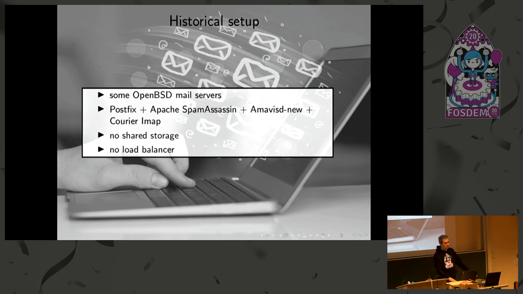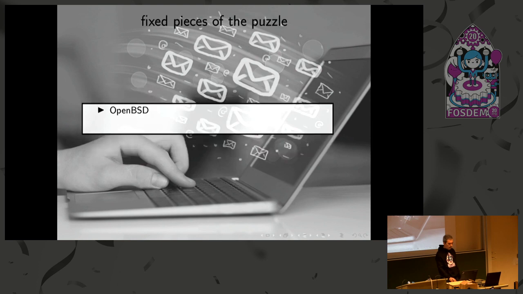There were absolutely no load balancers, no shared storage, just bare metal. It was more than 10 years ago. Some fixed pieces we do not want to move away from are OpenBSD, because we think it's rock stable, and being one of the developers is something I'm very familiar with. Another thing I'm not going to move from is Apache SpamAssassin, because I want one of the developers there as well, so I do not have any reason to move to Rspamd or some other software.